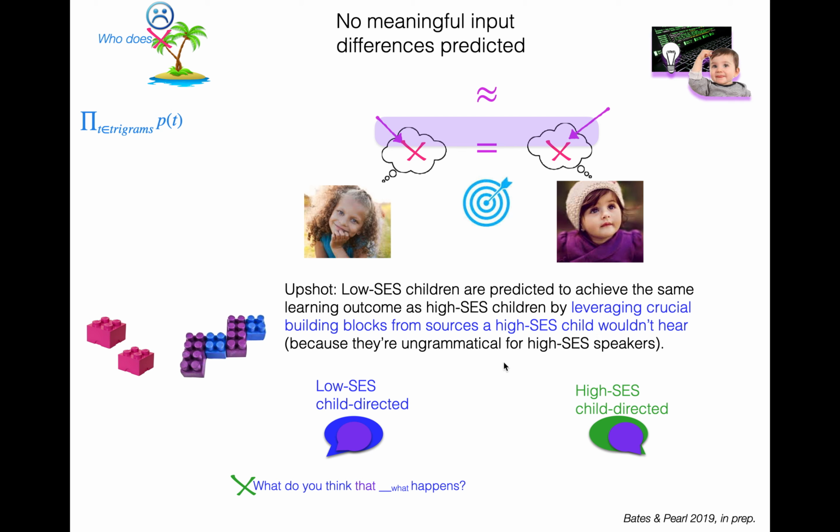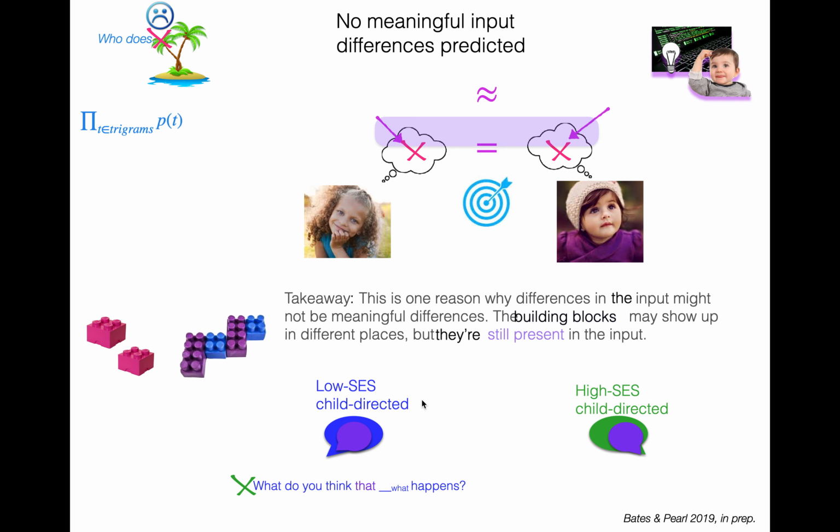Why? Because again, these sources are ungrammatical for high SES speakers. This is ungrammatical, but it's in the low SES child-directed speech, and it has that key building block which allows low SES children to succeed in acquiring the same outcome, right? The same syntactic island knowledge. So the takeaway is that this is one reason why differences in the input might not be meaningful differences. In this case, the building blocks may show up in different places, but they're still present in the input. And that's very powerful.